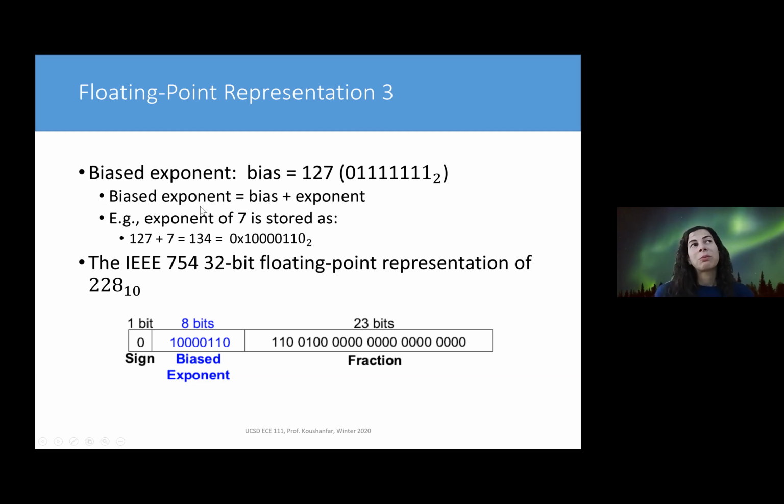And this is again part of the standard library. The representation of the 228 in base 10 in the IEEE 754 32-bit floating point library becomes the sign bit, which we know, and the fraction bits, which we computed. And this 8-bit exponent actually changes from the 7 we had before to 127 plus 7, which is 134 here.